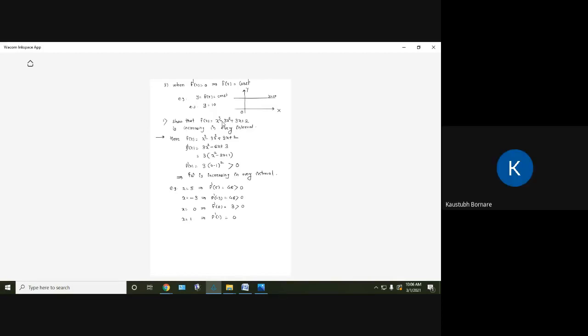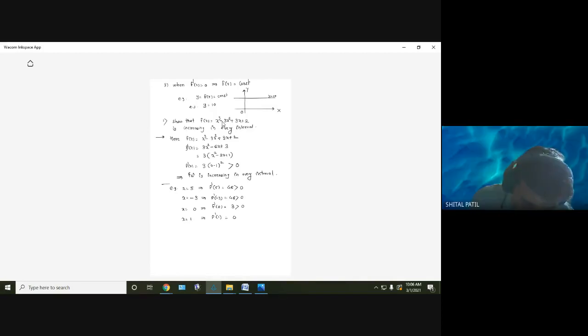Is the example clear? Yes, sir. Yes. Okay. This is not to be written in the exam. This is only for your understanding. And those who want to prepare for higher studies, maybe the GATE exam, maybe civil services, engineering civil services exam, this type of examples are very important.